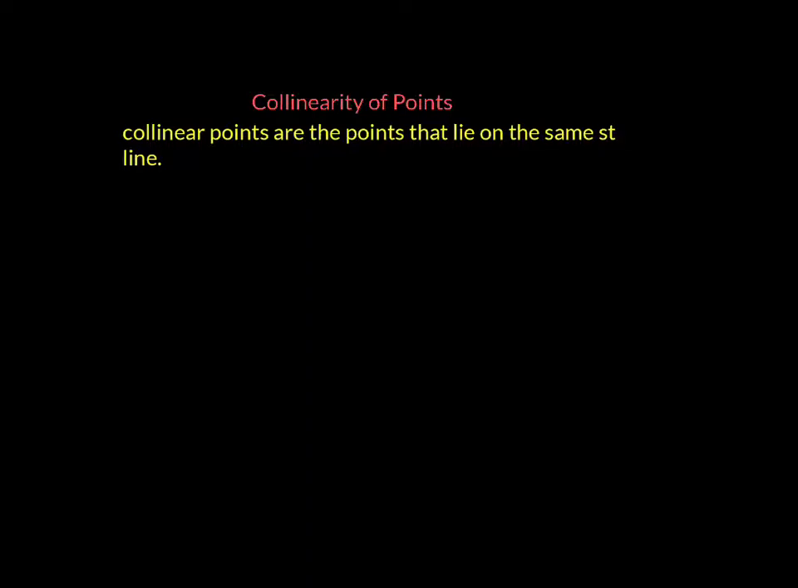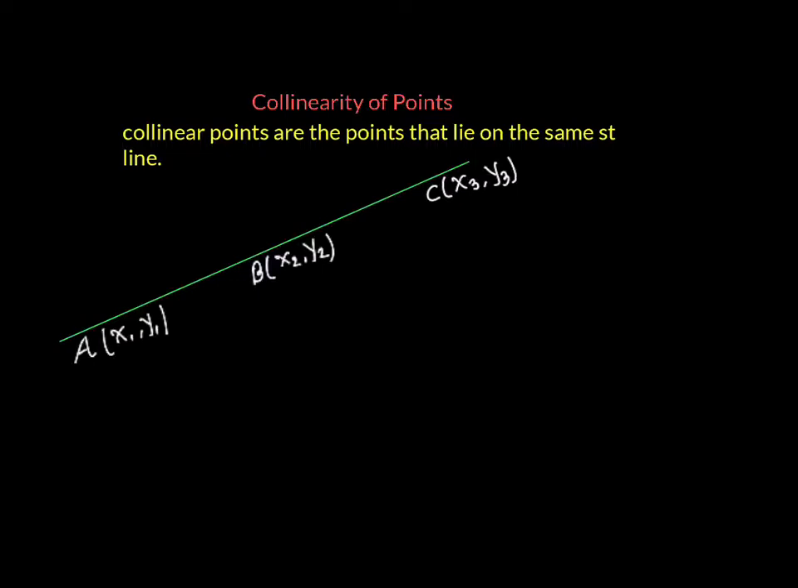Hello students, today we are going to see collinearity of points. So first of all, what are collinear points? I can say collinear points are the points that lie on the same straight line or in a single line. Now, if this is a line segment and on it the points A, B and C all lie on the same line, then I can say the points A, B and C are collinear points.